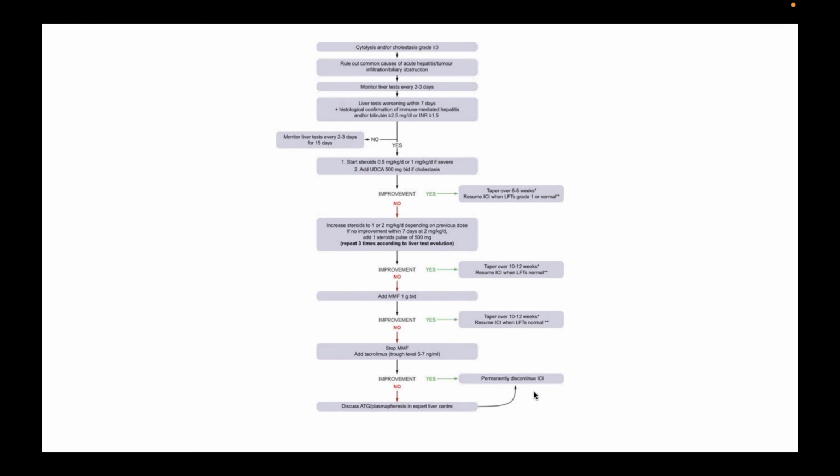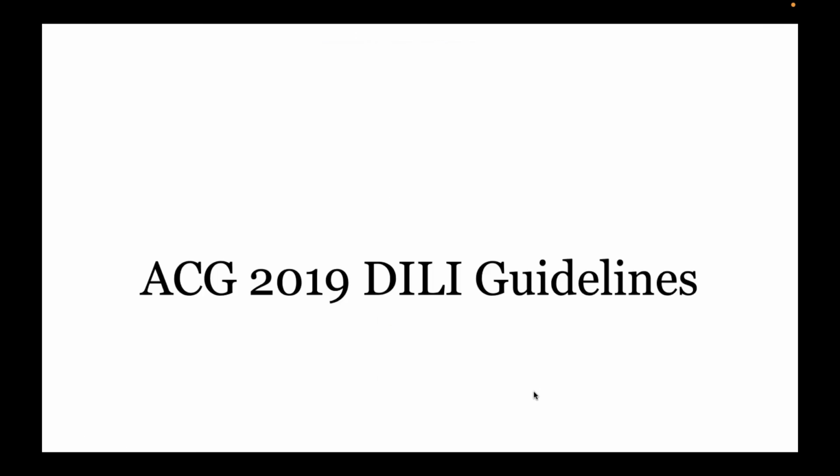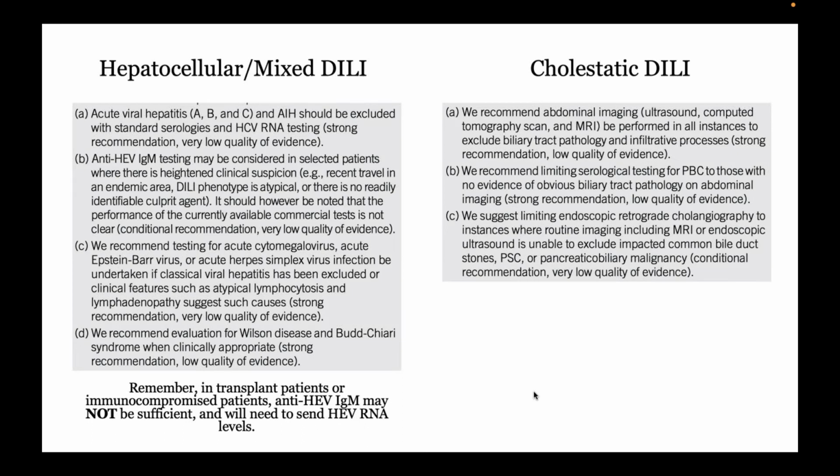Again, we don't have a lot of time to go over it. I just want to brush over these ACG guidelines from 2019 about DILI, and the important thing to remember about these is that they differentiate. There are 2 different algorithms for hepatocellular or mixed DILI versus cholestatic DILI. As we said, use the R factor.